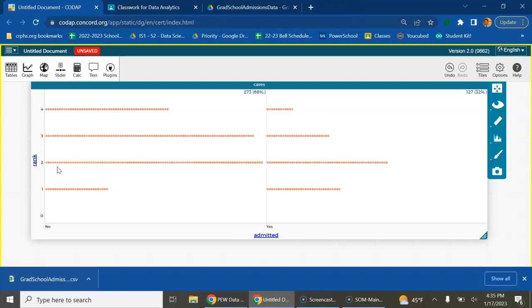And that's it. So hopefully this little tutorial gave you an idea of what you're going to be expected to know how to do in CODAP, and how to sort through some of this data. See you at the exam.